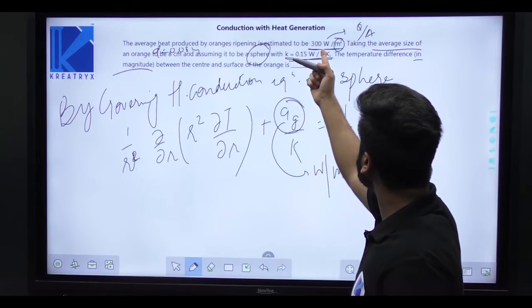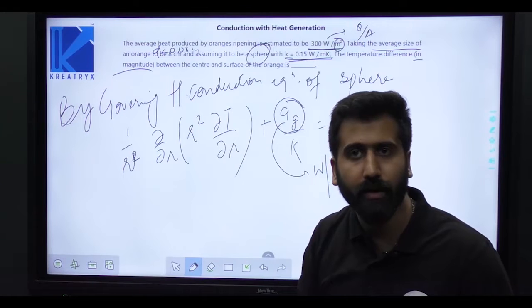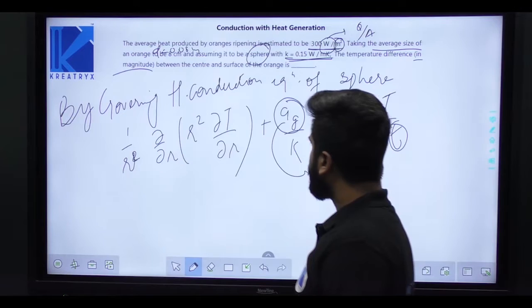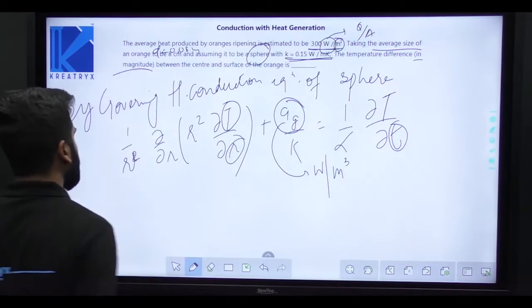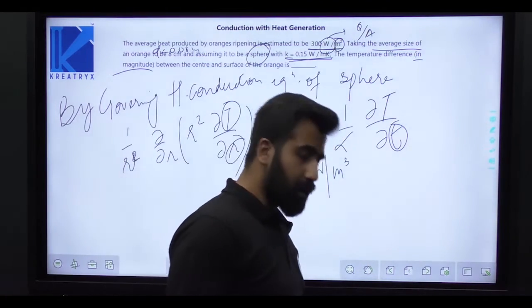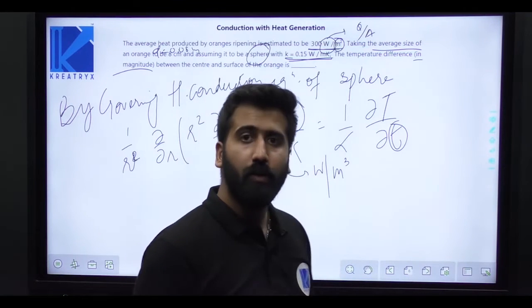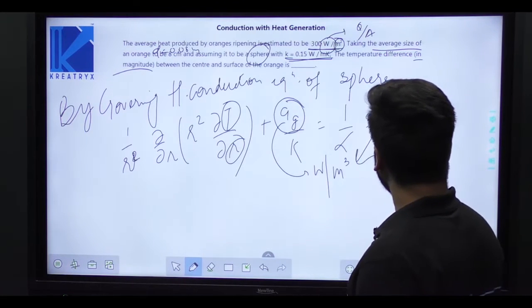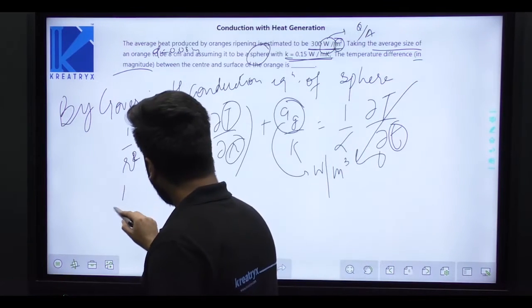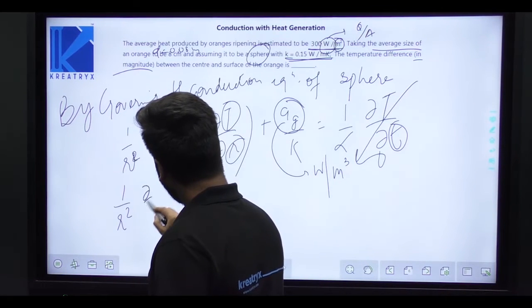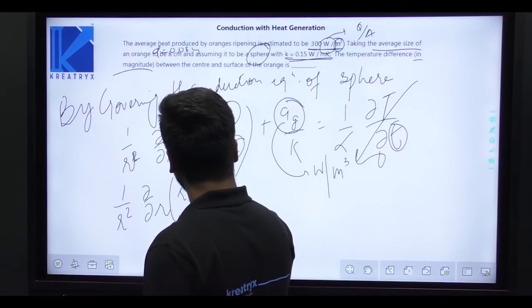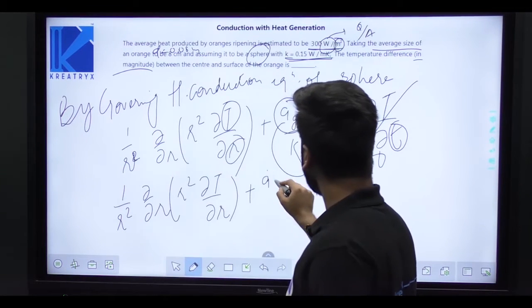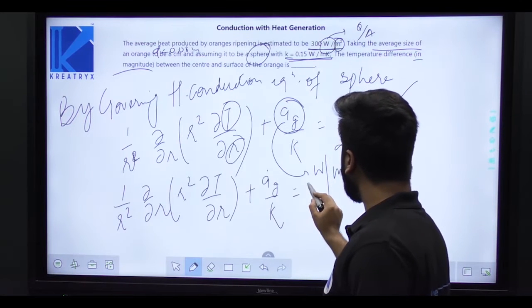But here Q is given in watt per meter square, so we cannot directly put this value here. And this is radius, this T stands for temperature. This is a case of steady state, so the right side becomes 0, and the equation reduces to 1 by r square del by del r of r square del T by del r plus q dot g by k is equal to 0.